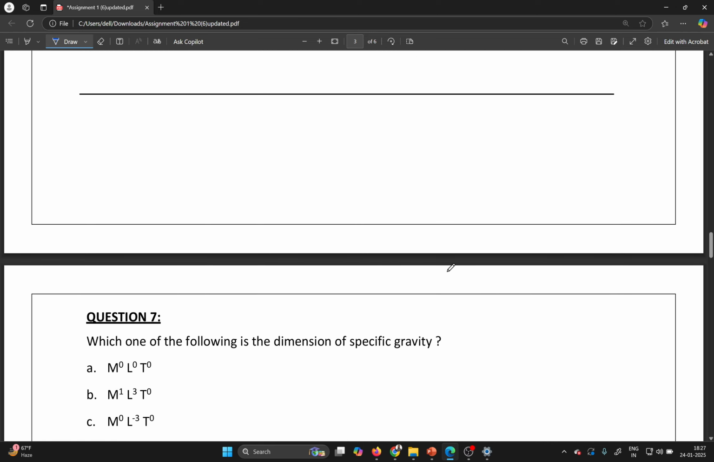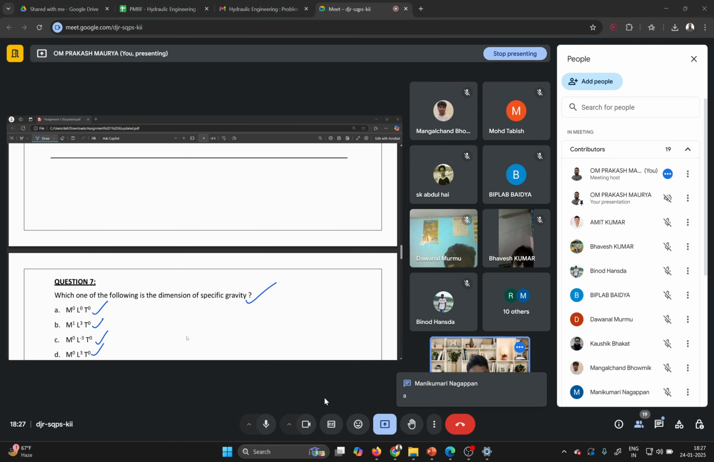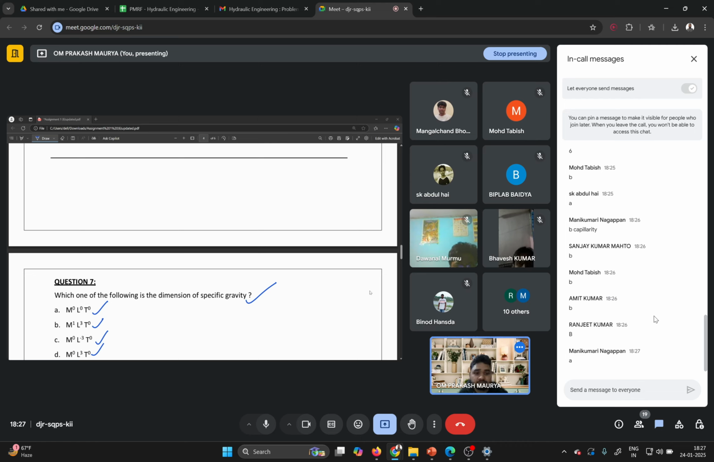Question number 7. Which of the following is the dimension of specific gravity? You can see the specific gravity dimension here. Please everyone try to give the answer to this question. I'm expecting an answer from all. Two students have already given the answer, so another participant, please also try.